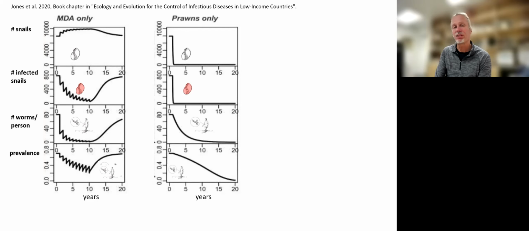If we only stock prawns, on the other hand, we could achieve pretty rapidly a snail density at a level that does not allow transmission from snails to humans any longer. But as you can see here, the prevalence of infection and the mean parasite burden take years to decrease. The reason is that the parasites are really long-living in the human blood vessels. They can stay there up to 30 years, and on average between 5 and 10 years. So it takes very long to eliminate.